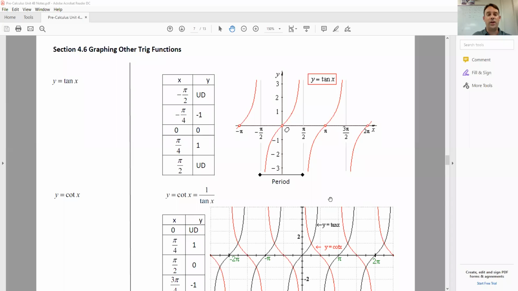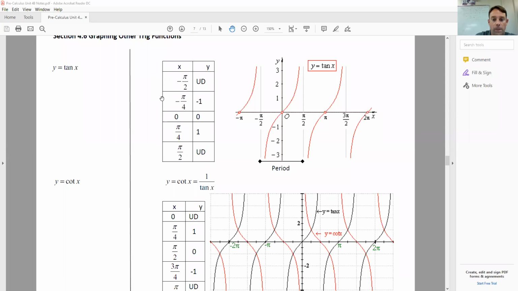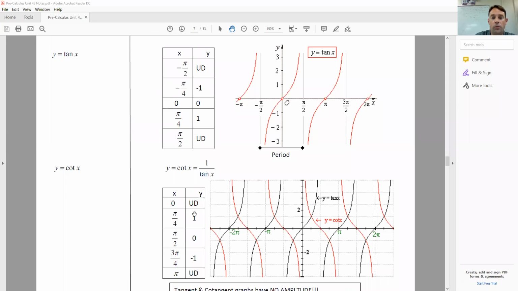All righty, friends. So we got our third and final video on trig graphs and what we're looking at here. The last two functions we got to deal with are tangent and cotangent. You can kind of see them right here. Now, some of the teachers here at Whitney, they'll teach you to rip and flip tangent to get to cotangent.